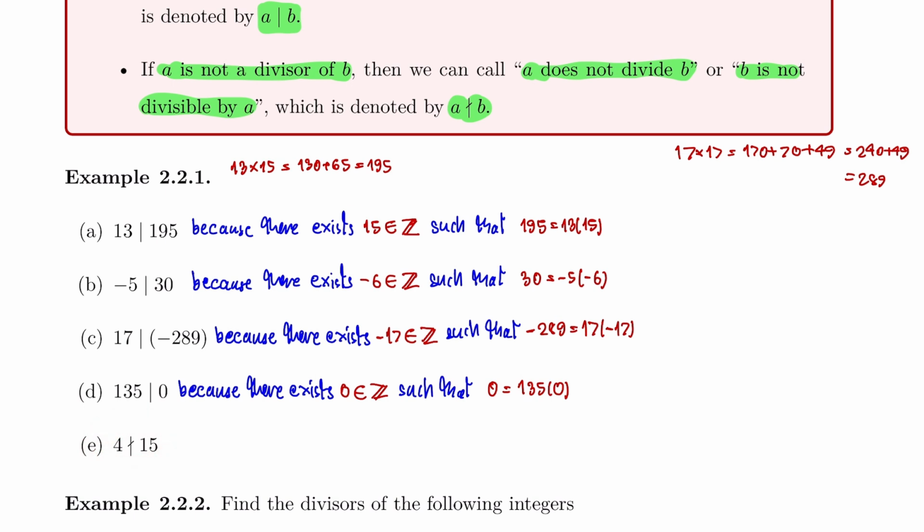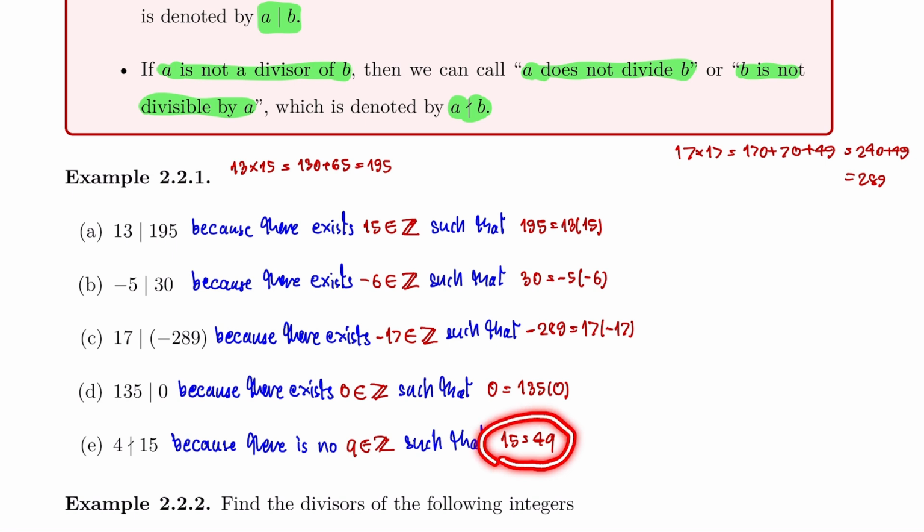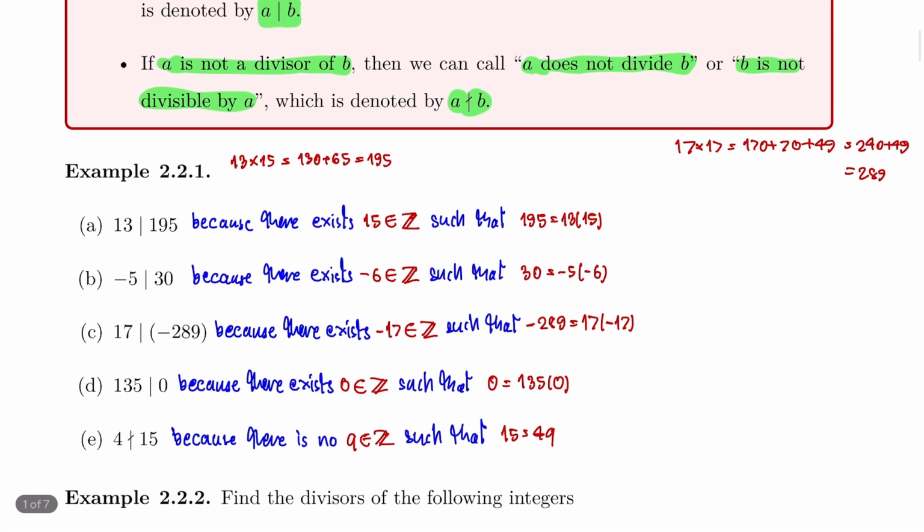Why? Because there is no integer q such that 15 equals 4q. There's no such thing as 15 being a multiple of 4, and we know that 4 does not divide 15. So this is how to use divisibility notation.